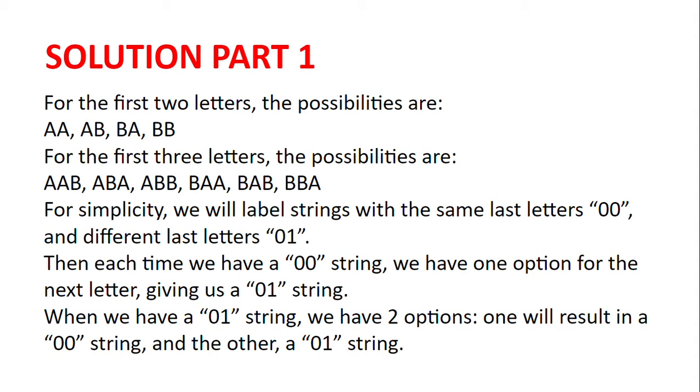When we have a 01 string, we have 2 options. One will result in a 00 string and the other a 01 string. So for example, we have AB, we can have ABB and ABA.